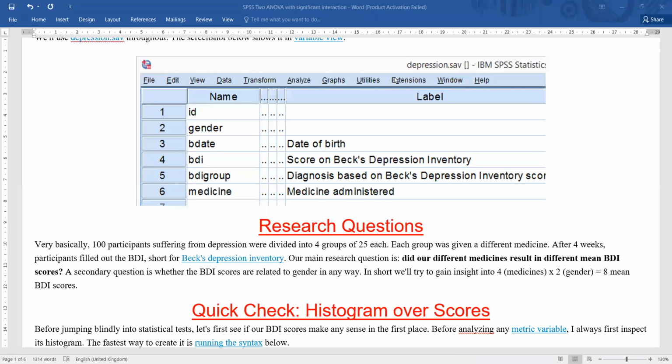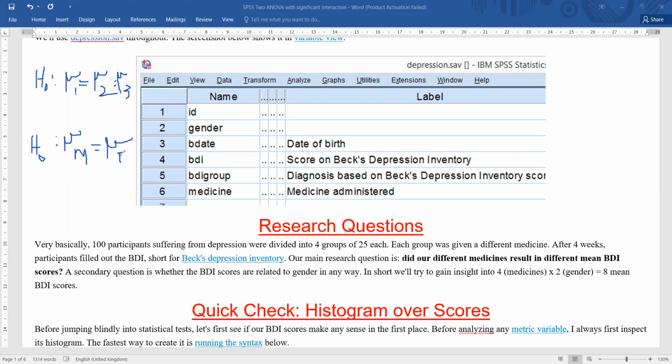The first null hypothesis, H naught, concerns the average score of BDI for different medicines: medicine number 1, medicine number 2, medicine number 3, and so on. So is it significant for different medicines or insignificant? The null hypothesis is that the BDI score is insignificant with respect to the medicine. The second null hypothesis is that the average BDI score for male and female is the same: the mean average for male, the average for female.